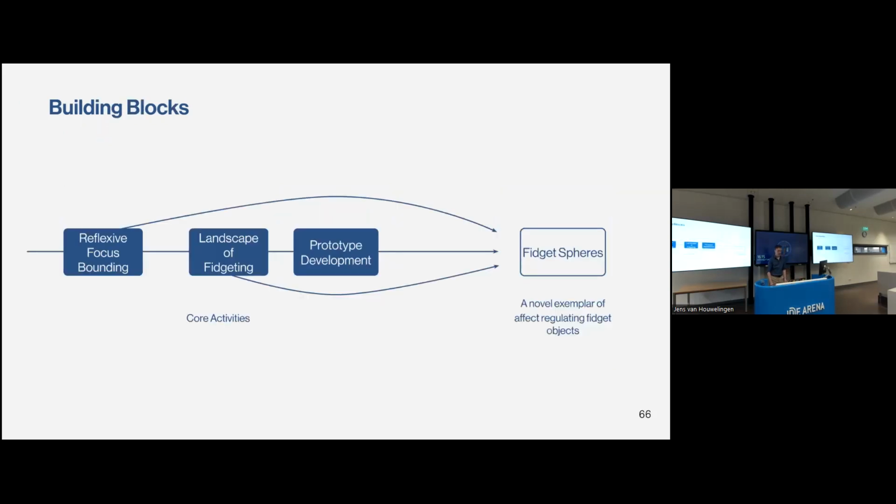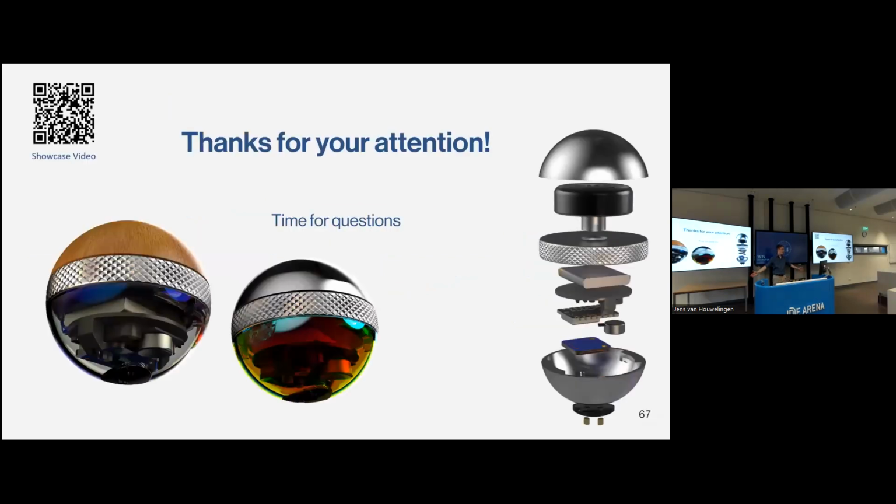So to wrap it all back together, there are three building blocks in the project: the theory of focus bounding, our landscape of fidgeting, and what I'm calling prototype development. And all of these fed together to create the Fidget Spheres, which are, to my knowledge, the first example of an affect regulating fidget object, especially one that uses this implicit, unaware type of interaction, or intends to use that. So with that, I thank you for your attention. And I am open for any questions you have.